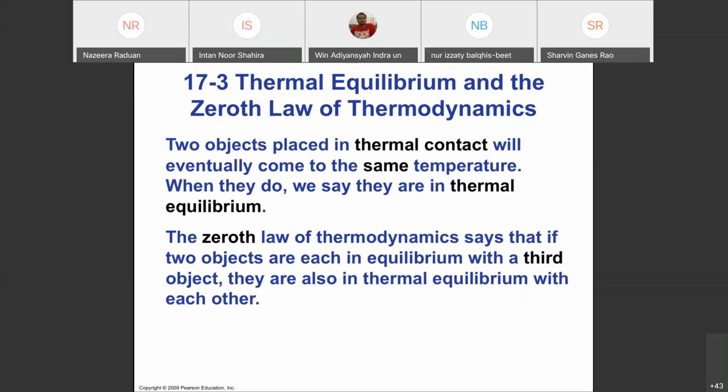The zeroth law of thermodynamics says that if two objects are each in equilibrium with a third object, they are also in thermal equilibrium with each other. So, for example, there are two glasses, the hot and the cold one, and there's another object, for example, another water. If that water is in equilibrium with these two, that means they are also in equilibrium with each other. Those three are in equilibrium with each other.